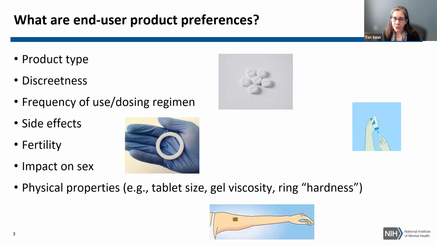And then finally, there are also important physical properties that might be really product specific. So for tablets, one important factor is the size of the tablets. For gel, the viscosity, or how runny or thick the gel is, might be really important. And for ring, one of the characteristics that came out as important was the hardness of the ring.